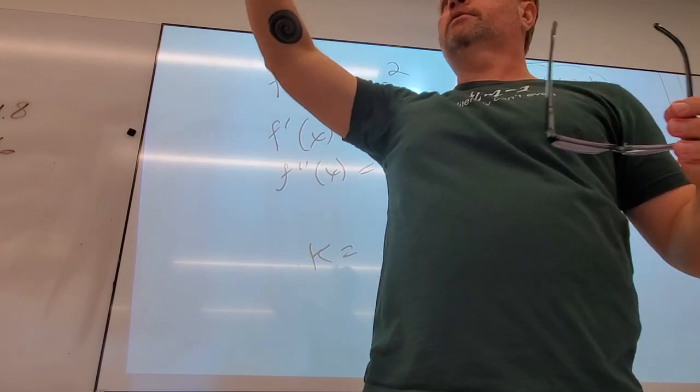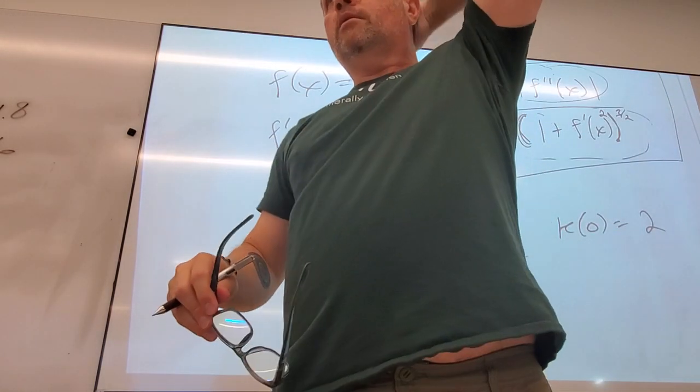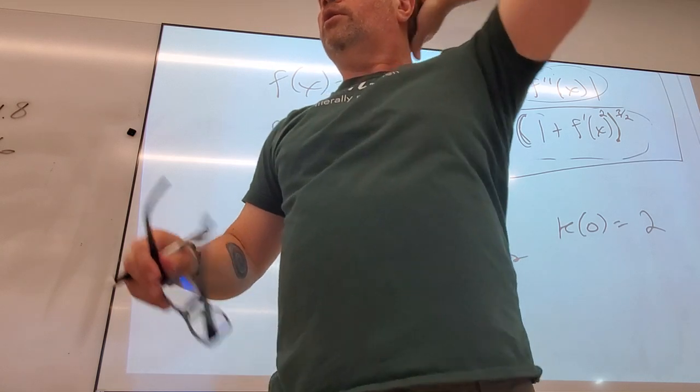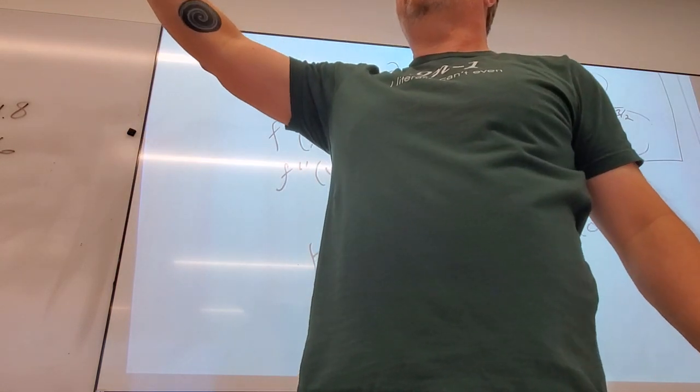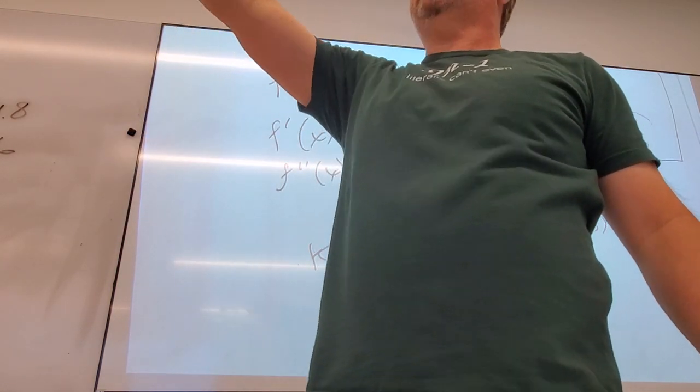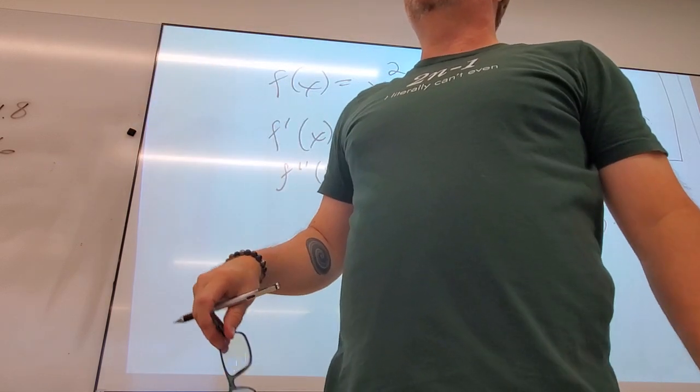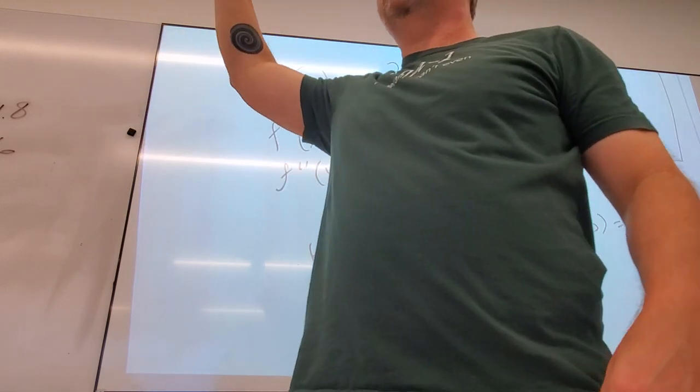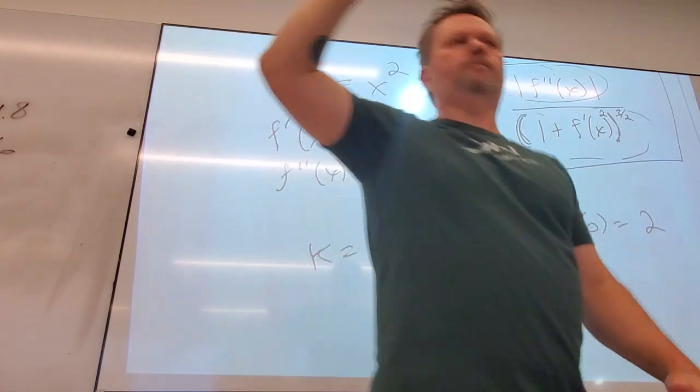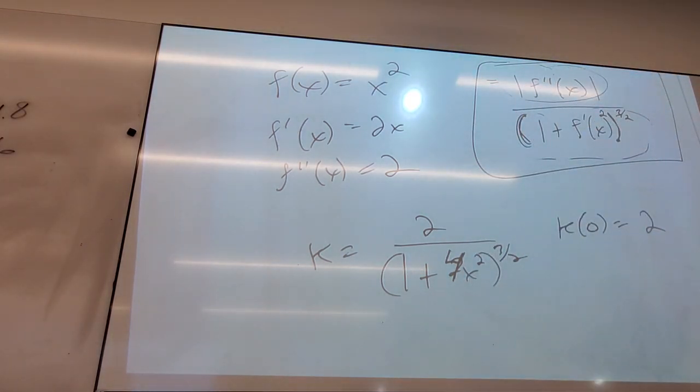Are we only doing this with squared? Like, can we do it with x cubed? This formula for a function in the xy plane works for any function you give me. So I can figure out the curvature of the sine function at any point. Yeah. Okay.